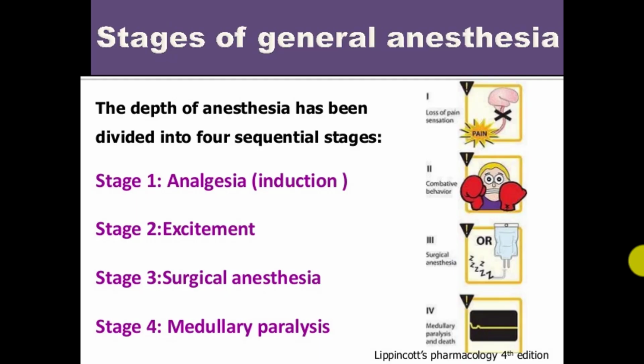Now the stages basically means the depth of anesthesia. This is different from the phases of anesthesia. Phases of anesthesia is basically the process of anesthesia, while stages means the depth of anesthesia. And as you can see here, stage 3 is the surgical anesthesia that is required. But if we give more dose of anesthetic, that may result in medullary paralysis. That means there will be a slower heart rate and we may lose the patient.